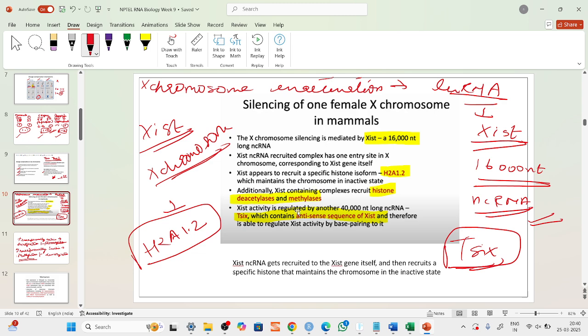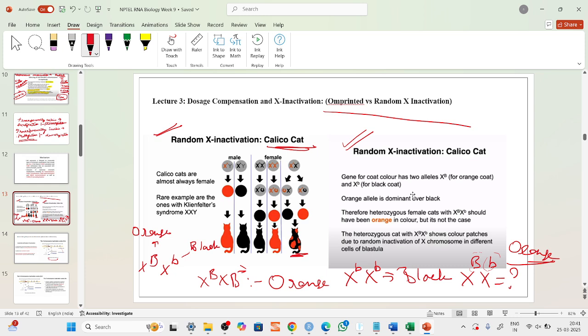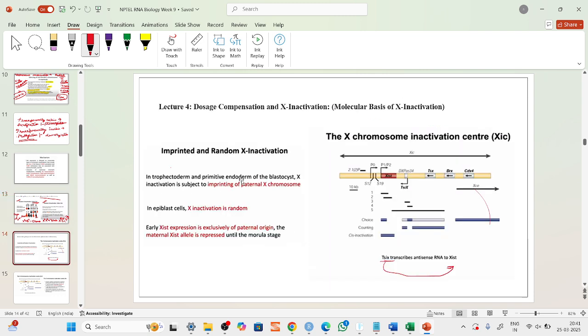Xist also recruits histone deacetylases and methylases, and the activity of Xist is regulated by another long non-coding RNA known as Tsix. Tsix contains the antisense sequence of Xist, and therefore it base pairs with Xist and regulates it. Then we came to the calico cat example of how X chromosome inactivation is random. We studied that there are two types of X chromosome inactivation. The first is imprinted, which only takes place at certain stages, in the trophectoderm and primitive endoderm.